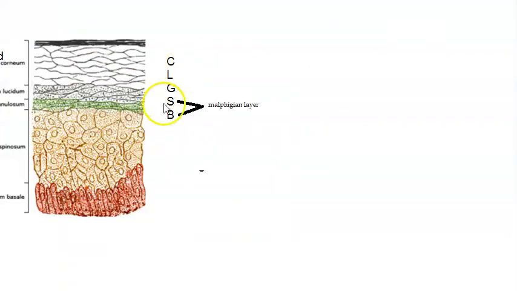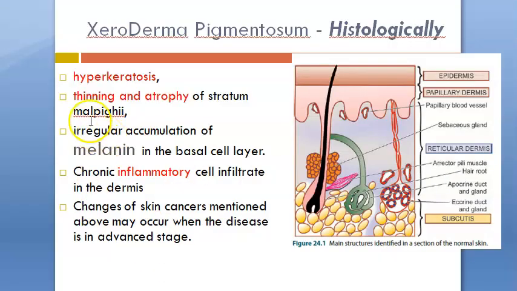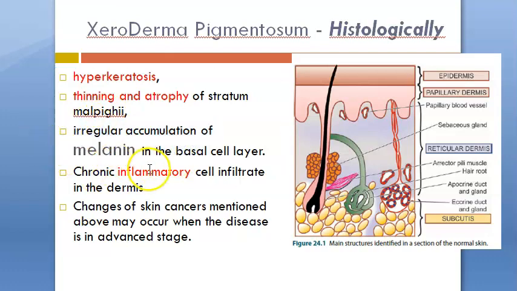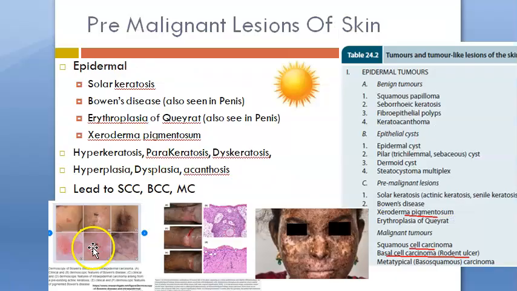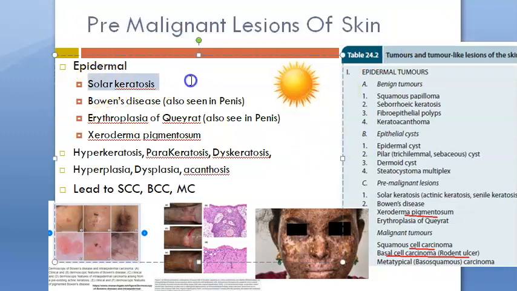So what did you understand? The Malpighian layer is atrophied and thinned, etc. The basal layer, what is happening? Accumulation of melanin, and that is irregular, with chronic inflammatory cells, etc. And then it will become carcinoma later. Okay. So pre-malignant conditions of the skin, what did you see? Solar keratosis, Bowen's disease, then xeroderma pigmentosum you saw. What else?